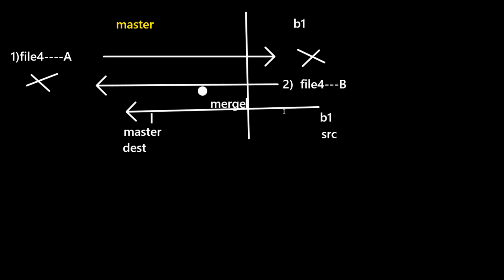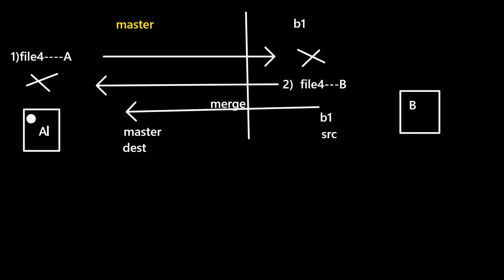So if you see the log history of this particular file 4 on the B1 branch, it's simply commit B, correct? And if you see the log history of file 4 on master, it would be simply commit A. Correct? Agree till this part, everyone? Yes. Now, when we are merging, like I said, the concept is whatever is in the B1 branch should come and sit here, meaning the commit history of B1 should come and sit here.